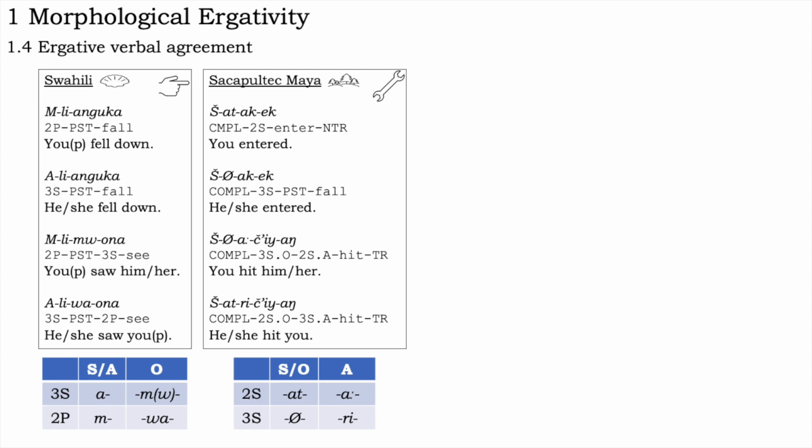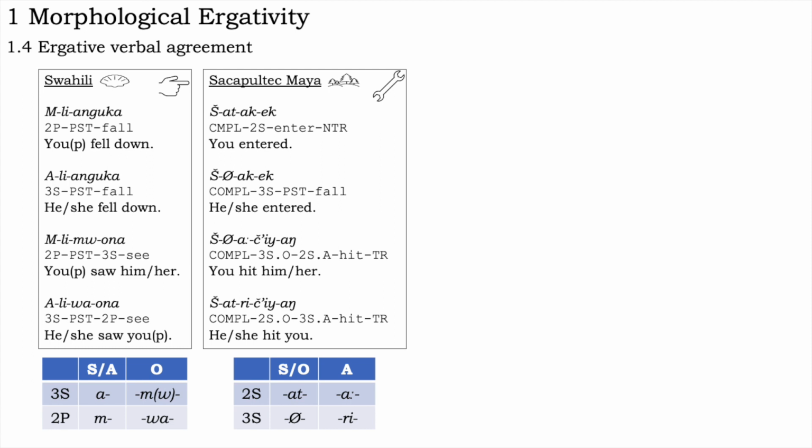This coincides with the earlier discussion about markedness, where it was mentioned that it is always the absolutive that is unmarked relative to the ergative. Thus, it is clear that Sakapultek verbal agreement shows an ergative pattern.